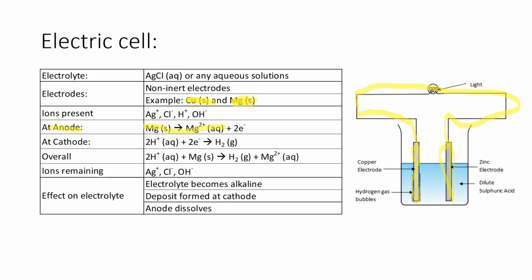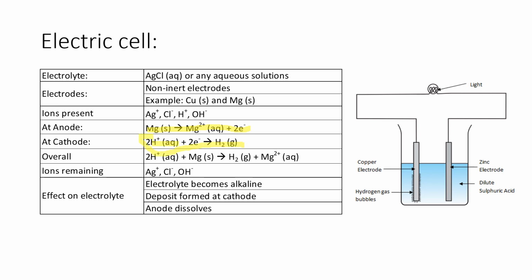Next thing, write the equations. At the Mg electrode, what happened, and at the Cu electrode, what happened? At the Mg electrode, again, the more reactive metal becomes ion. So we write Mg solid arrow Mg2+ (aq) plus 2e-. Then the other one, at the Cu electrode, is discharging. It gives out electrons, it discharges the positive ions.